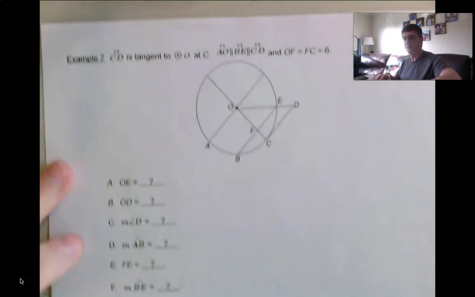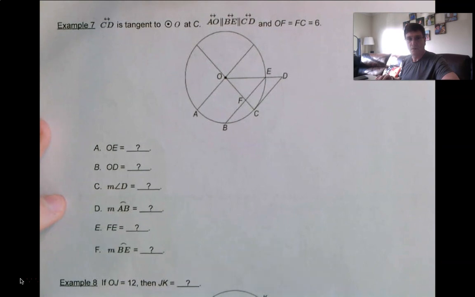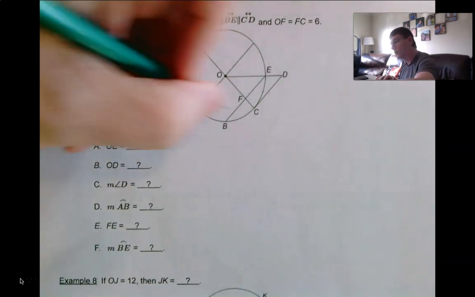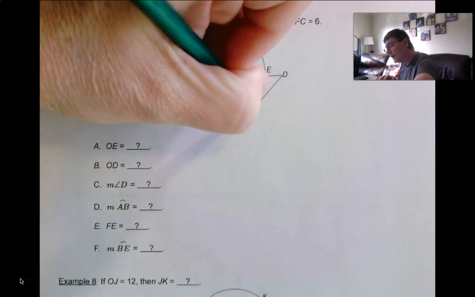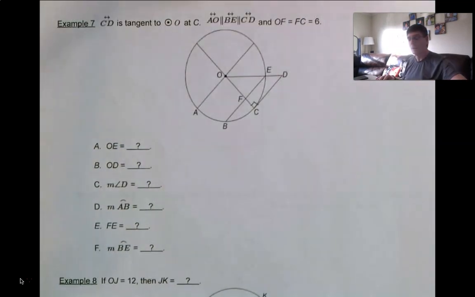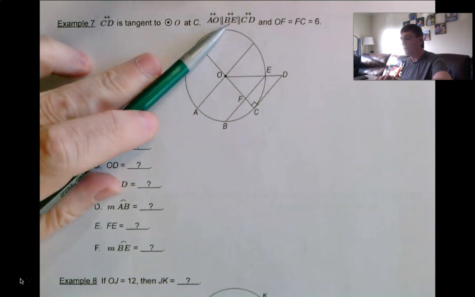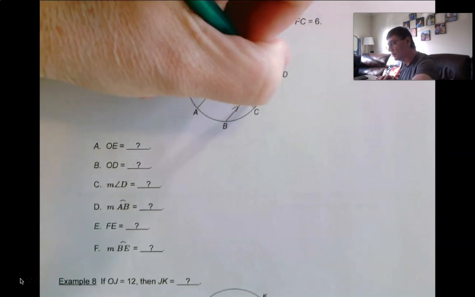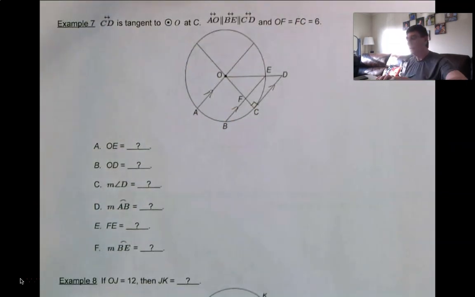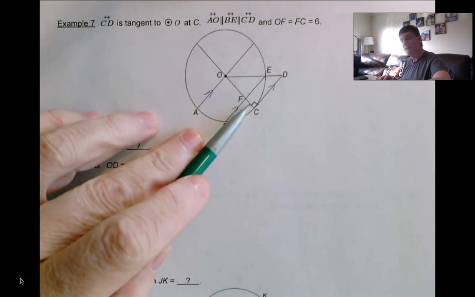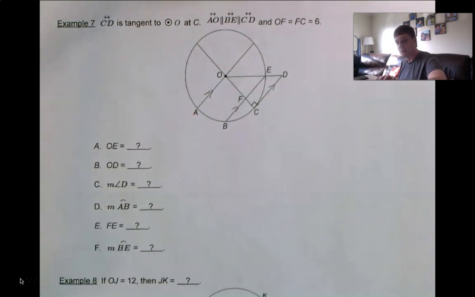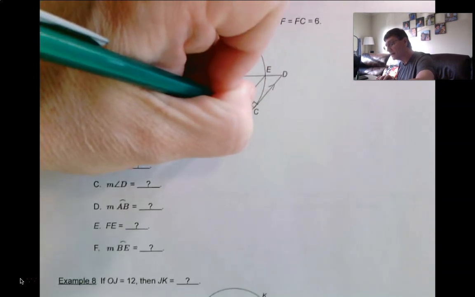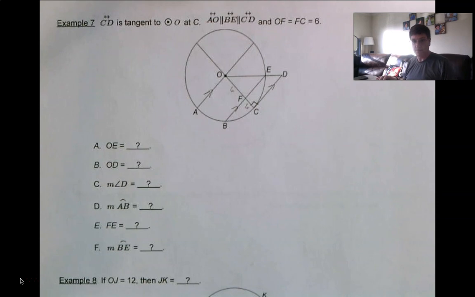Example 7. CD is tangent to circle O, which means that we have a right angle here. Lines AO, BE, and CD are all parallel. Parallel, parallel, parallel. OF and FC are equal to each other, and they're both 6. Now I know it doesn't look like it in the diagram, so I'm trying to scale. That's 6. That's 6. Okay.